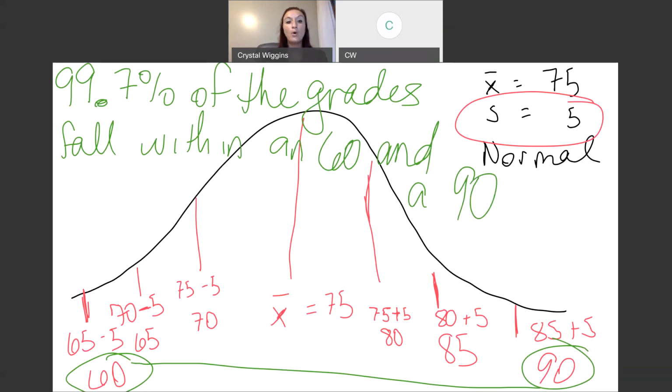Where is the other 0.3%? The other 0.3% are the outliers. For this particular data set, it is telling me that if a student got more than a 90, that is very unusual. And it's also telling me that if a student got lower than a 60, that is very unusual for this data set.